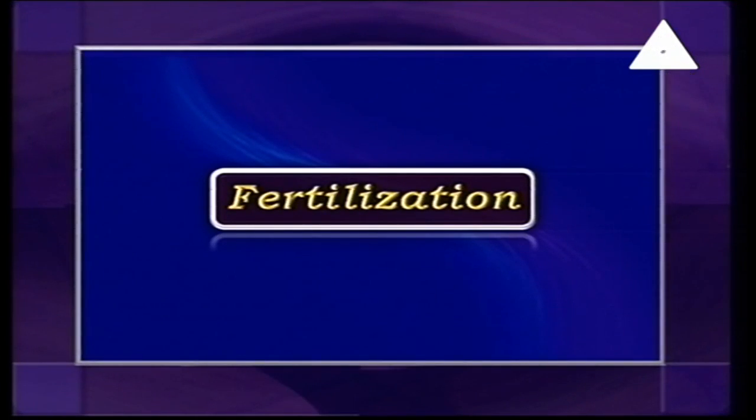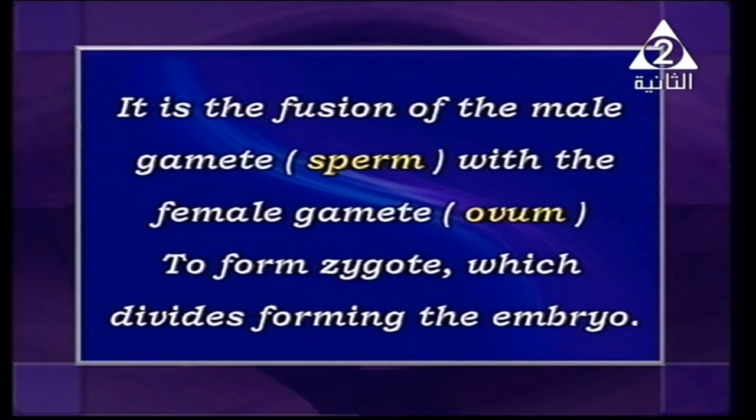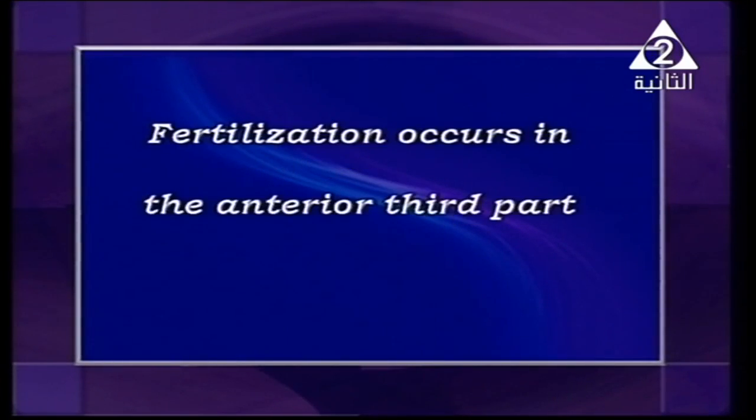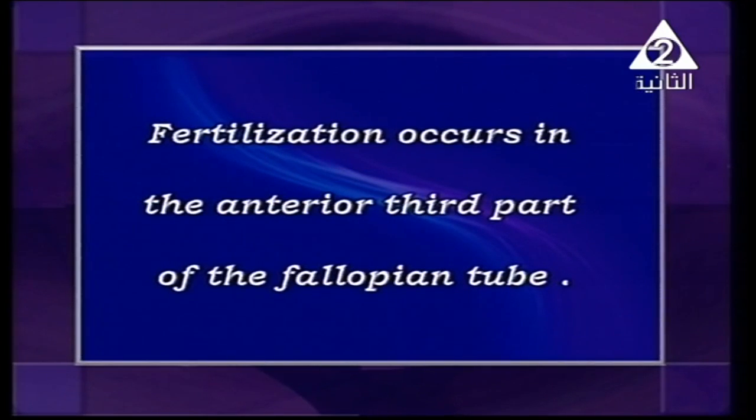Fertilization. In our episode today, we need to discuss fertilization, the fusion of sperm with the ovum, and formation of what? Formation of the zygote. Okay, well, fertilization is the fusion of the male gamete sperm with the female gamete ovum to form the zygote, which carries the full genetic material, which divides, forming the embryo. Fertilization also occurs in the anterior third part of the fallopian tube.